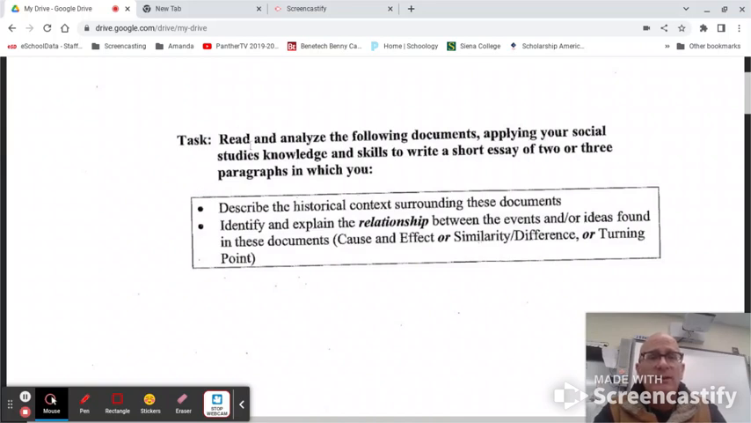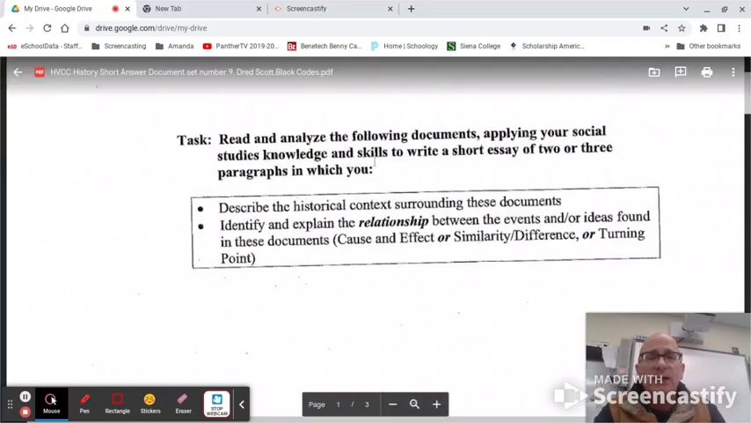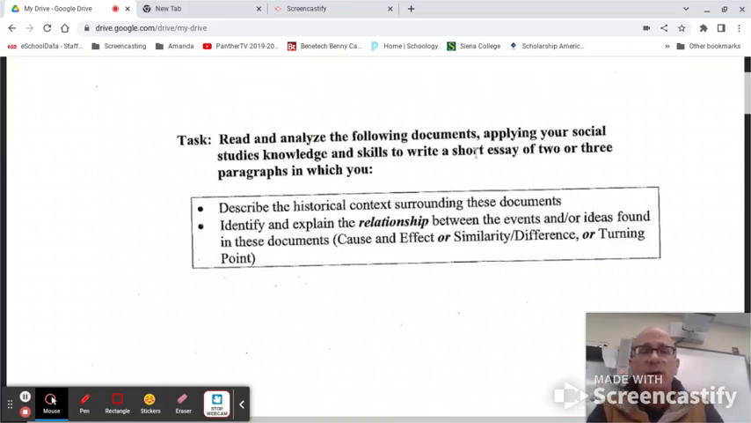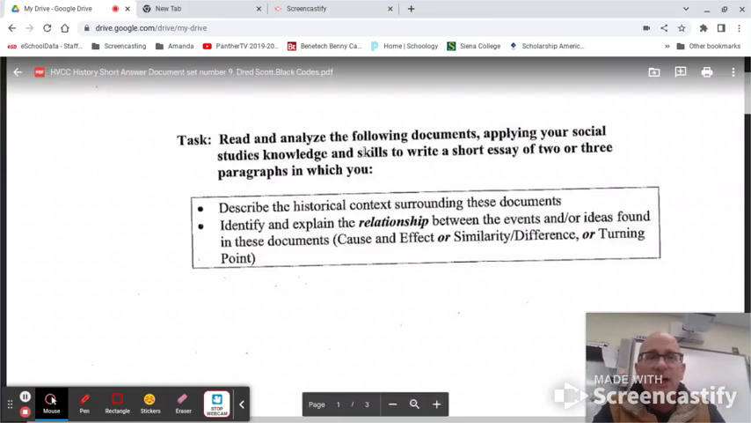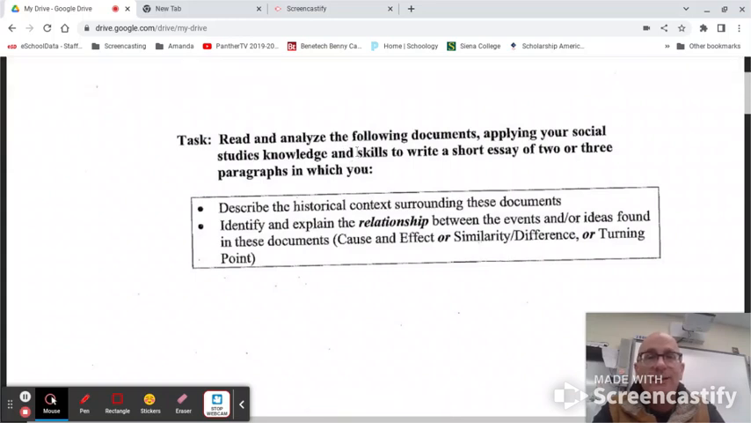So let's hop right into this. Let's look at the task at the top of the page. Now, what I don't like about the short essay source book that I got you guys is that the instructions actually appear after the documents. So for convenience's sake, I'm putting the instructions in these tutorials at the beginning of the documents.